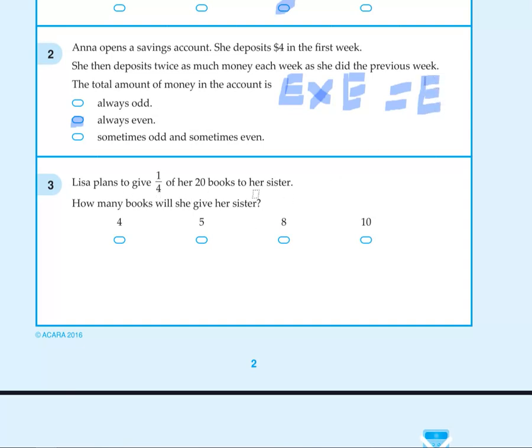Lisa plans to give a quarter of 20 books to her sister. How many will she give her sister? Well, half will be 10, and a quarter is half of a half, so 5. You know that as well because 20 divided by 4 equals 5.